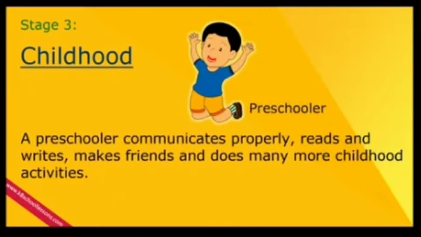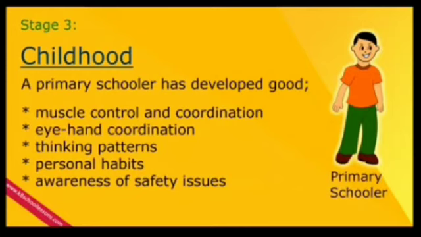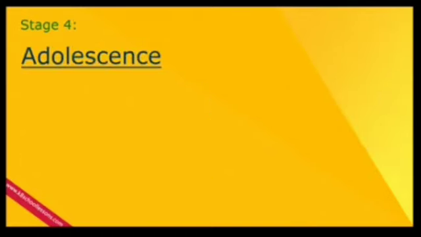A preschooler communicates properly, can talk properly, read and write, make friends, and does many more childhood activities. Then a primary schooler has developed good muscle control and coordination, eye-hand coordination, learns to write and draw properly, and personal habits develop, such as learning to wash hands and take a bath properly.